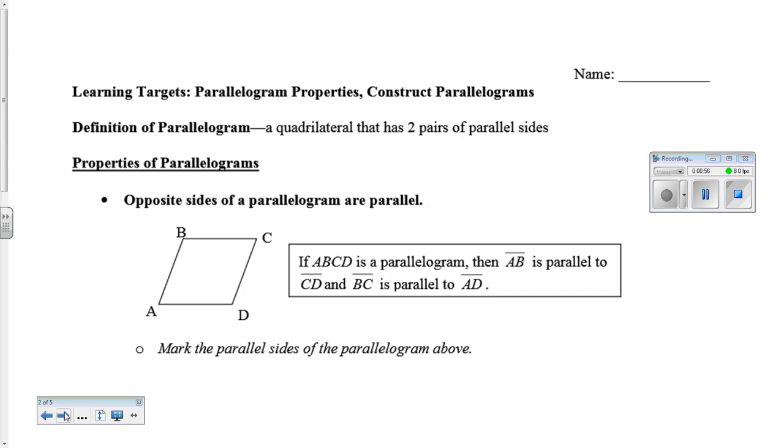Okay, so let's start with talking about parallelograms. So first, the definition of a parallelogram. It's a quadrilateral, meaning a four-sided figure, that has two pairs of parallel sides. Okay, that is your definition for a parallelogram. Sometimes, just be aware, it's abbreviated with the parallel lines. Not often, but if you see that somewhere, just know that that is also a parallelogram. That's the symbol for it.